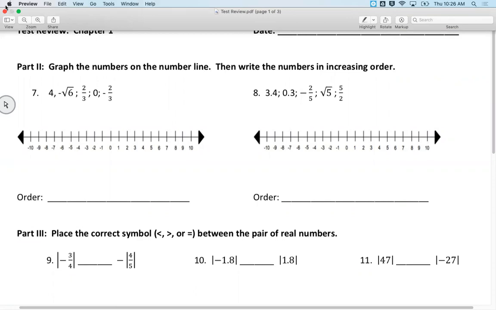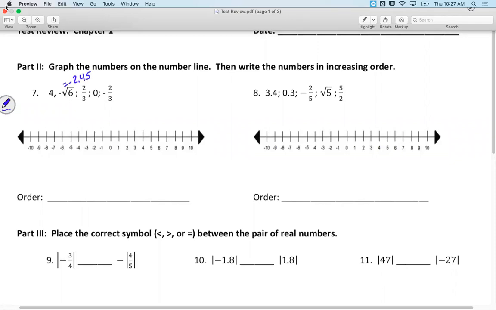All right, so first type of problems you guys are going to have to do are graph the numbers on a number line. There's a part one, but I'll get to that at the end. So for this section, you can use a calculator. First thing you want to do is make all of these things into a decimal. So I'm going to type in negative square root of 6 into my calculator, and I get negative 2.45.